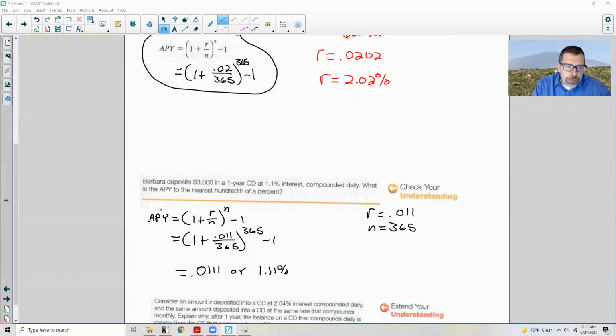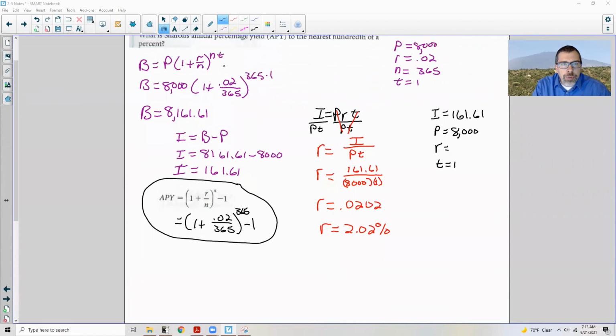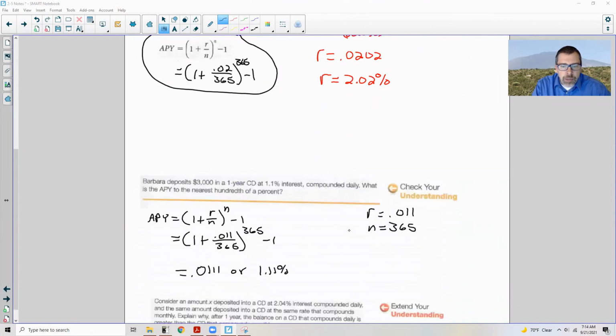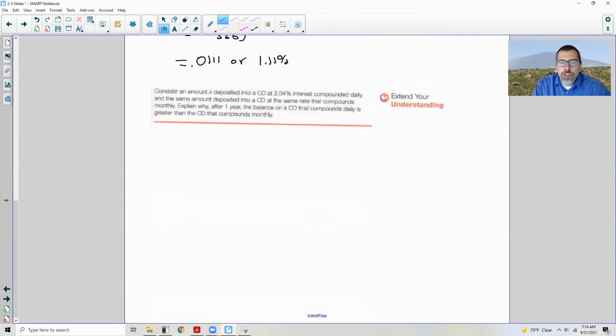Okay, so what I want to point out there is her principal doesn't matter. You do not need to know the principal to do the annual percentage yield using the APY formula. Otherwise, we would have had to have done the compound interest formula to find how much interest she earned, plugged all that in to the simple interest formula to find it. But I would much rather just plug in R and N and be done with it, wouldn't you?